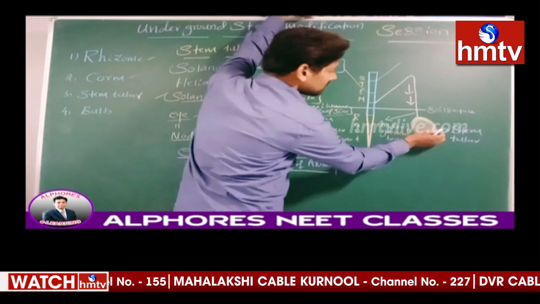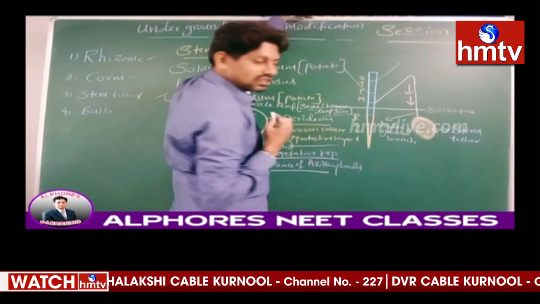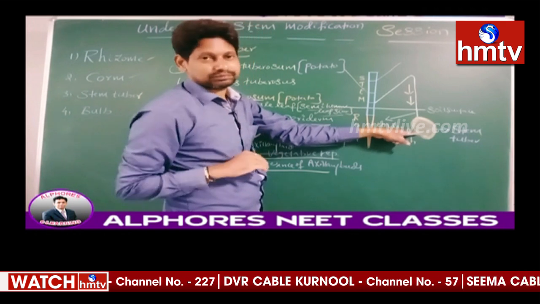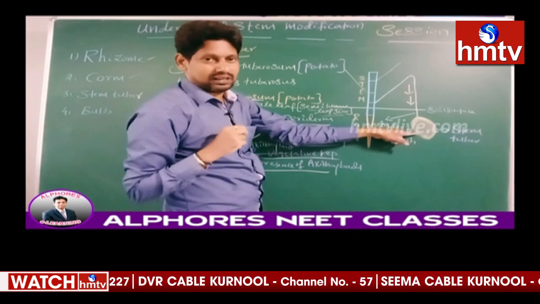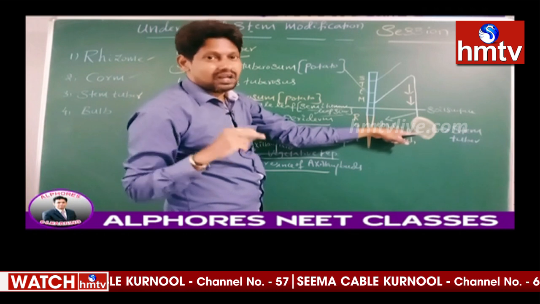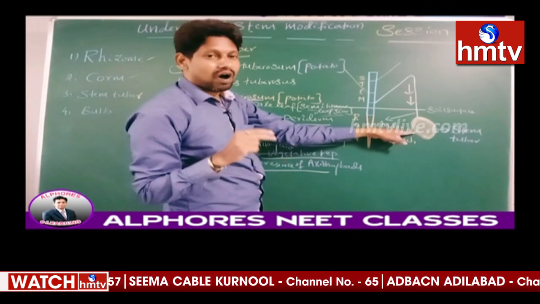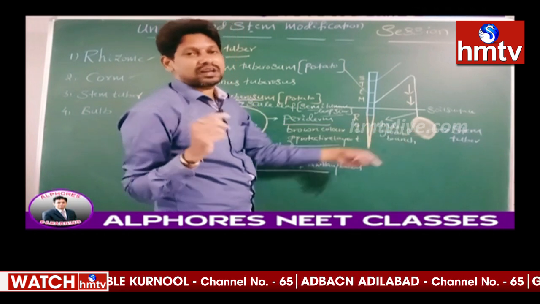Now see this one, sir, this is a stem tuber, right? Sir, on stem tuber, are roots present? No. On rhizome, roots are there. On corm, roots are there. On bulb, roots will be there. But on stem tuber, roots are absent.